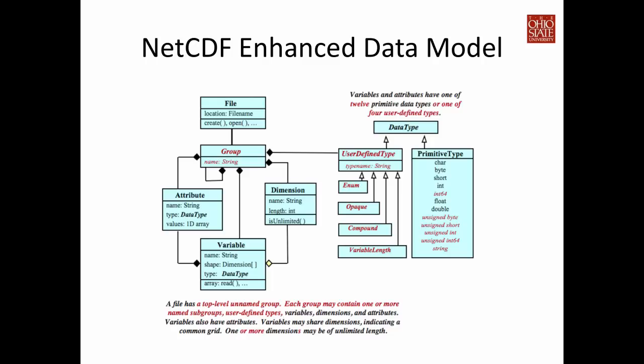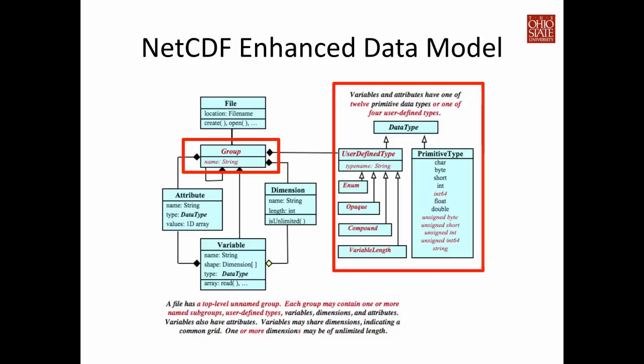This is the diagram that I used to show the enhanced data model. So you can have multiple groups. Within each group, you have the same information stored in the classic data model. Now, the variable in the enhanced data model can be more complex. Like I say, it can have a user-defined type. And also, the enhanced data model supports more primitive data types.